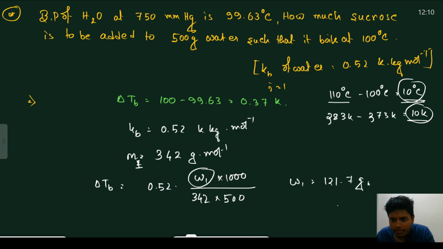Clear or not? Understood everyone how to do it? Simply, you have the formula; from the equation you just deduce the data, then you will get the answer. Clear? Next, next property.